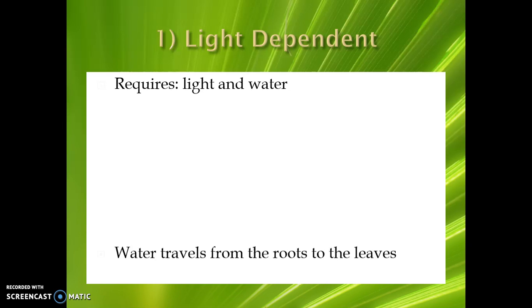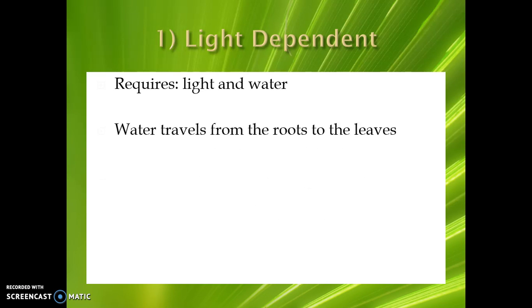So let's start with step one, the light dependent. Well, first, the plant is going to need two things in this step. It's going to need light, because it's light dependent, and it's also going to need water. So where is the plant going to get water? From the roots. Water travels from the roots up through the stem and into the leaves.